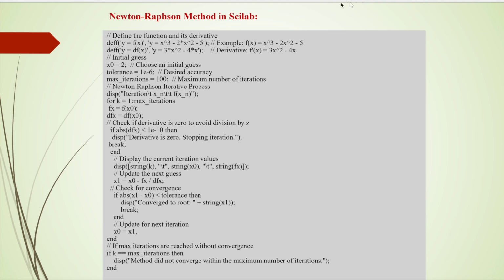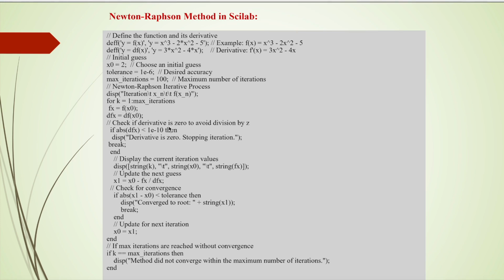This is the program of the Newton-Raphson method in Scilab. Here first we have to define the function f(x). Next we have to find the derivative of the function and define this derivative function, and then we have to choose an initial guess. For this problem we have chosen the initial guess equal to 2, the tolerance is the same as 6 digits, and the maximum iteration we have taken as 100, and this is the main program for Newton-Raphson.